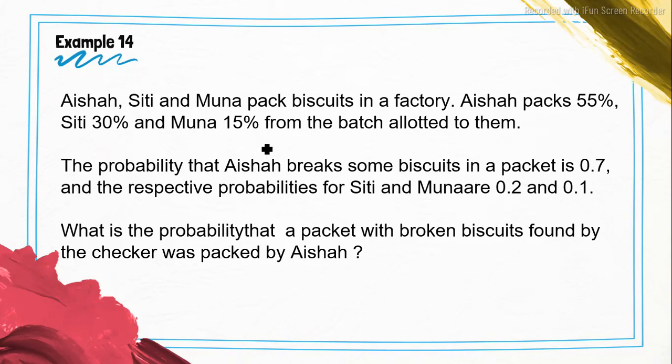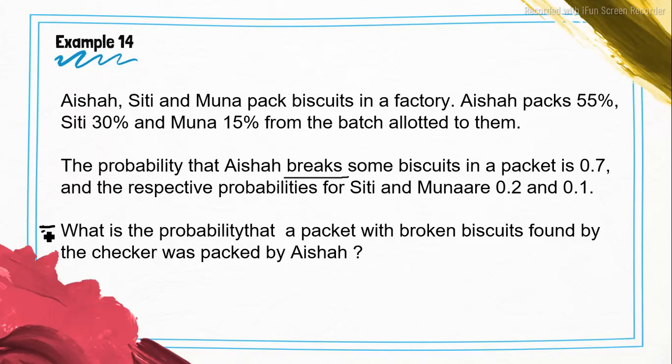Aisha, Siti and Muna. Okay, so the probability that Aisha breaks some biscuits in a pack is 0.7 and the respective probabilities for Siti and Muna are 0.2 and 0.1. It means lepas diorang pack tu, ada probability mereka pecahkan biskut tersebut. Okay, alright. So what is the probability that a packet with broken biscuits found by the checker was packed by Aisha? Okay, soal ini adalah soalan dia.